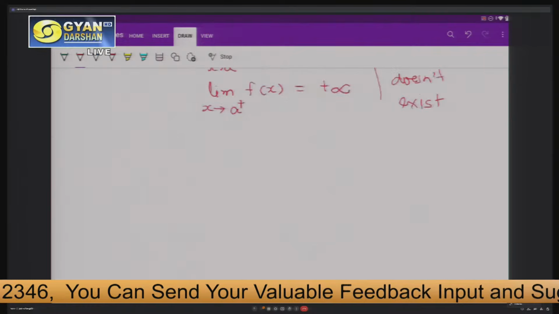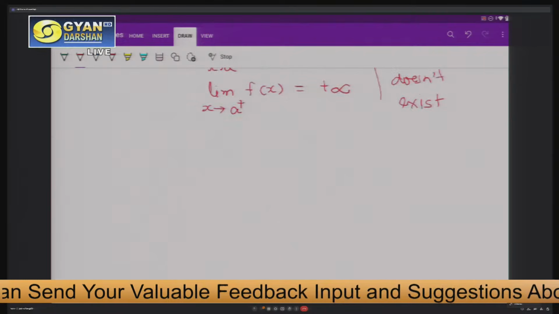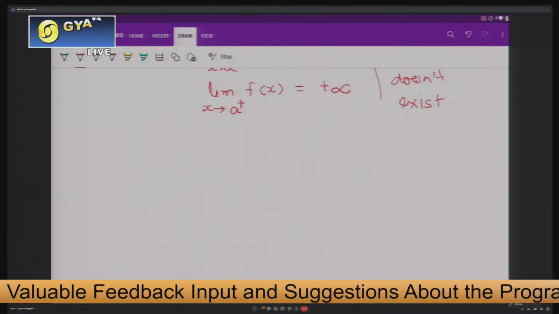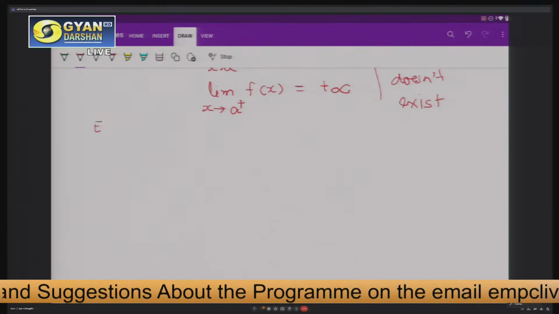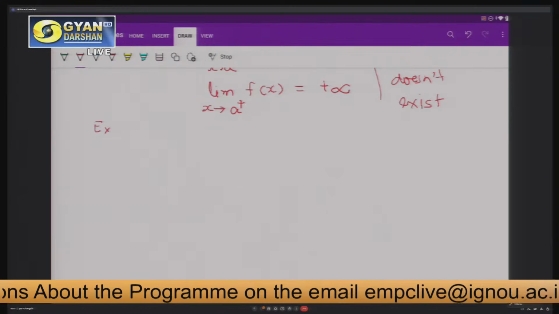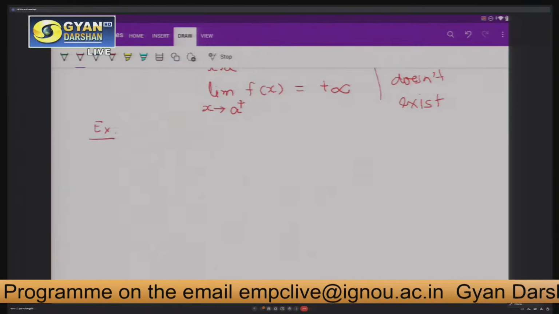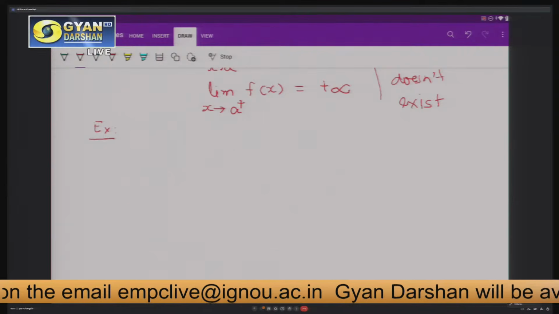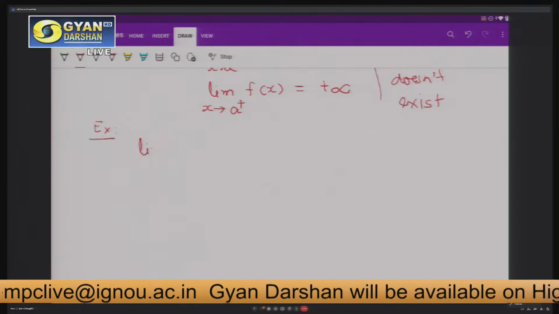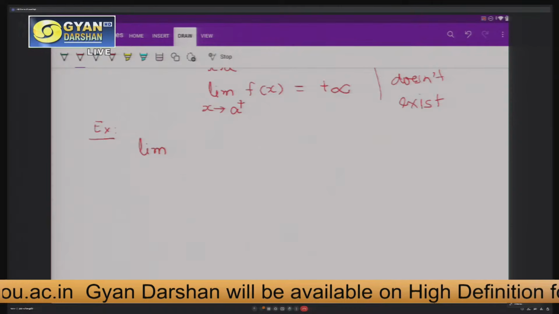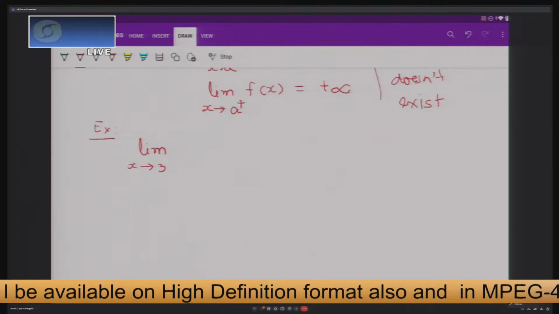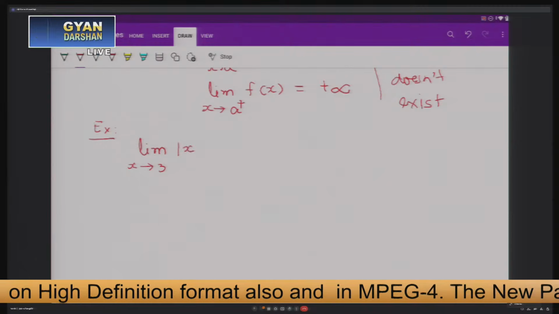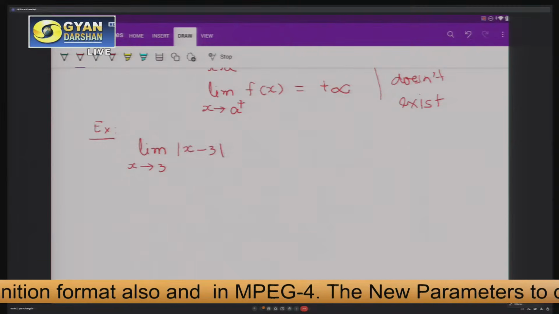Now we will take some more example of how we use algebra to solve problems of limits. Suppose limit x tends to 3, x minus 3. We have to find it out.